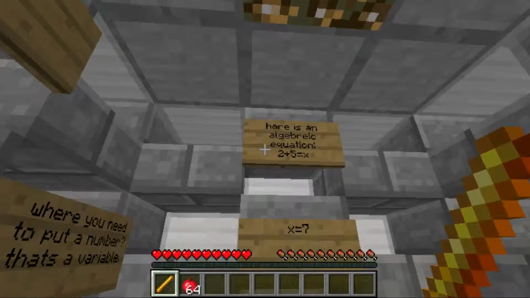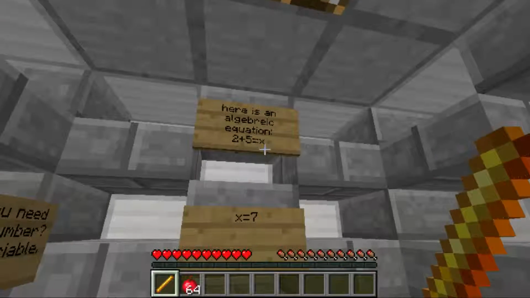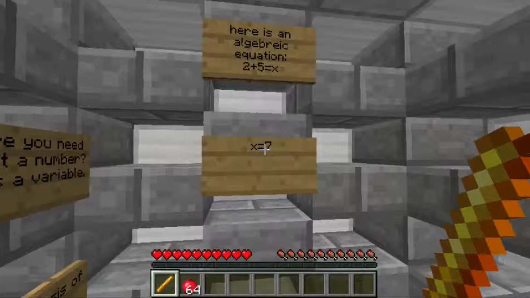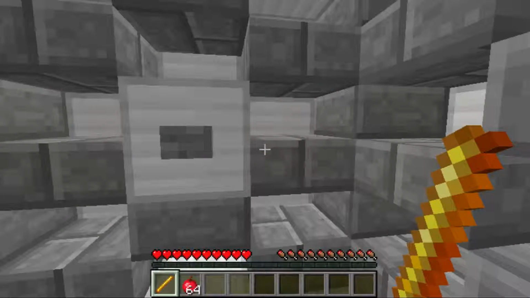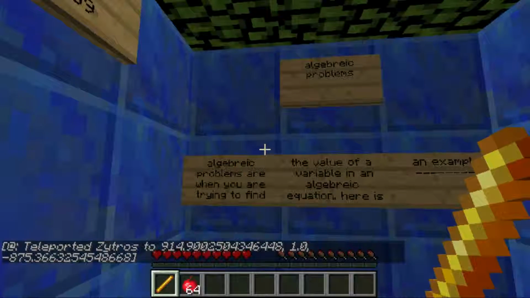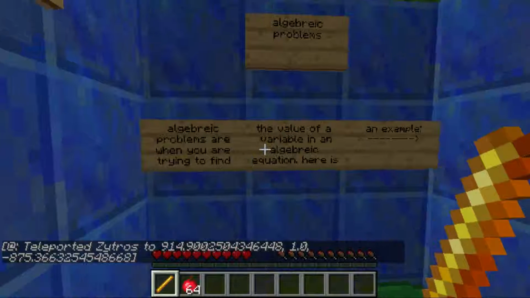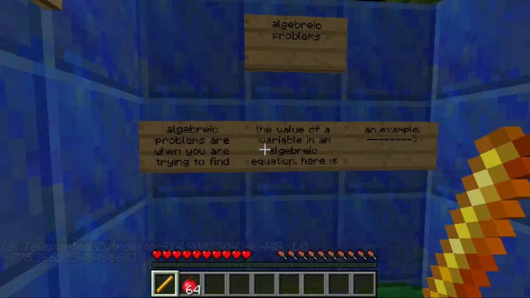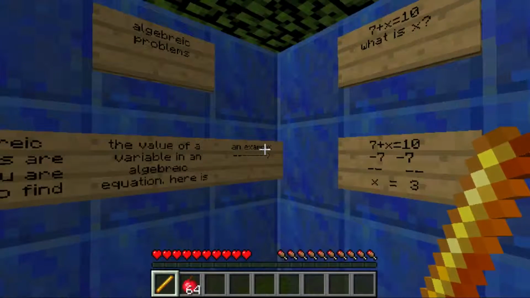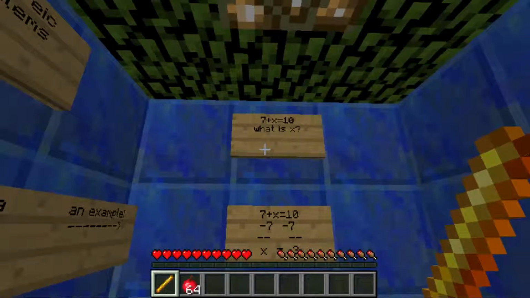Here's an algebraic equation. 2 plus 5 equals x. X equals 7. Algebraic problems are when you're trying to find the value of a variable in an algebraic equation. Here's an example. 7 plus x equals 10.